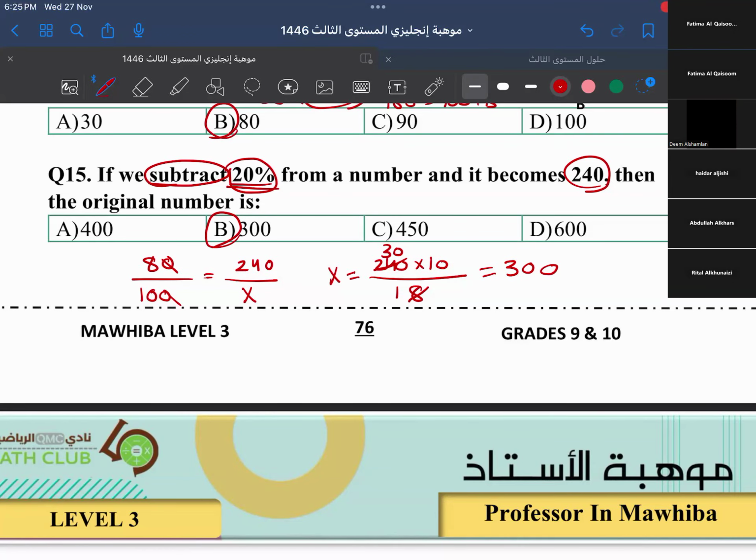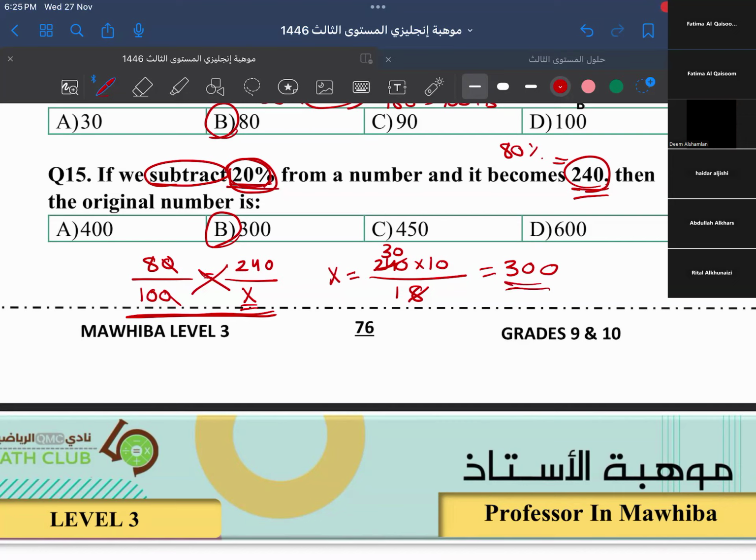Excellent, Abdullah. This is the way that we're going to do the question. We learned about the ratio here if we want to find the percentage. So, as we said, we removed 20% of the number, and what is remaining is 240. So this equals 80%. So 80 over 100 equals 240 over what? What is the total? So we found it by cross multiplying, and the answer is B.